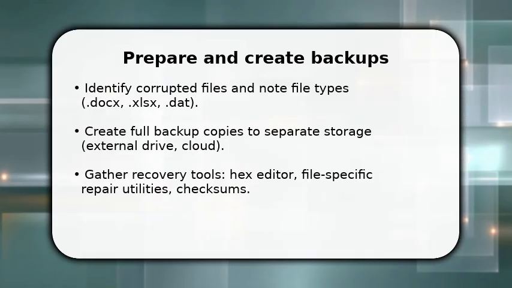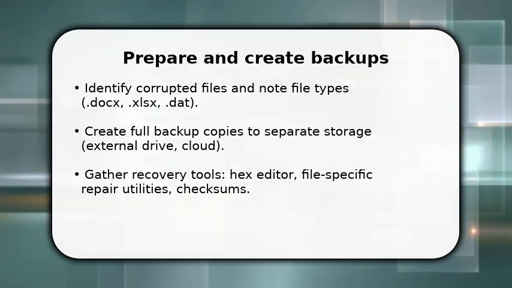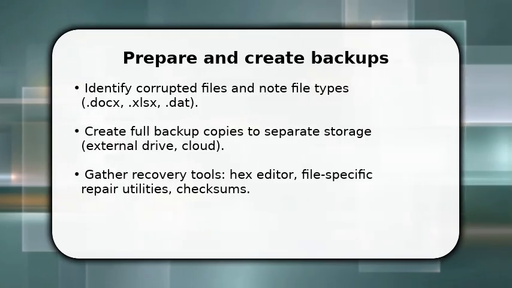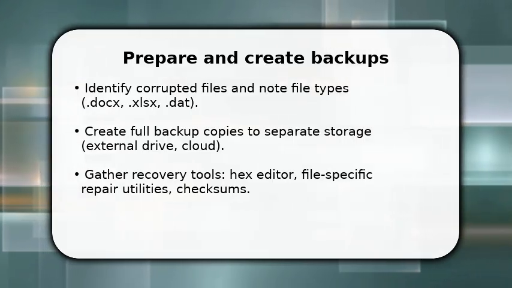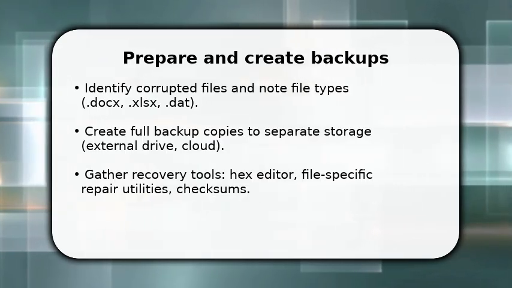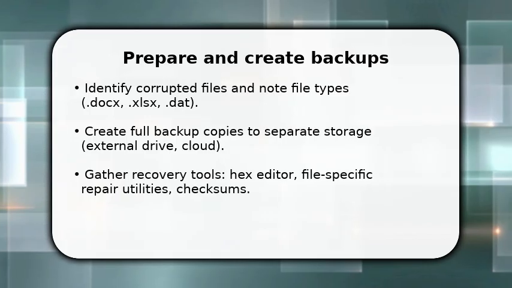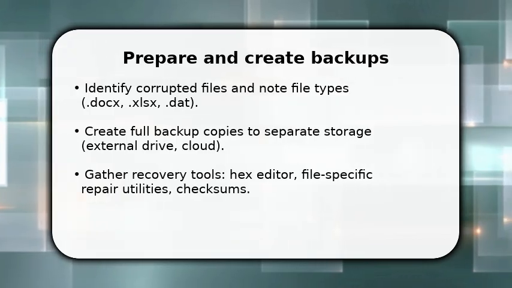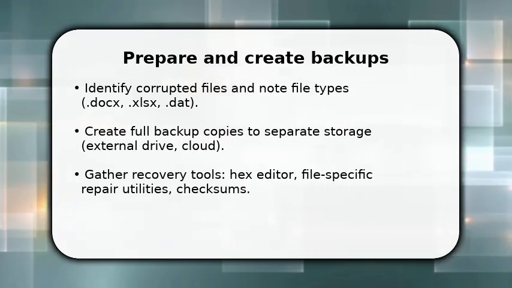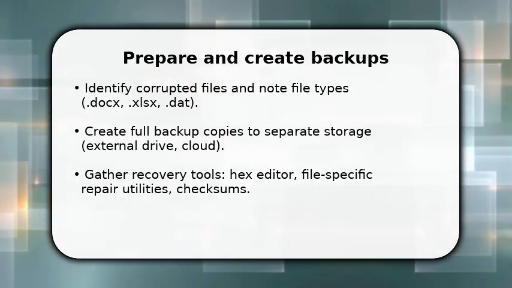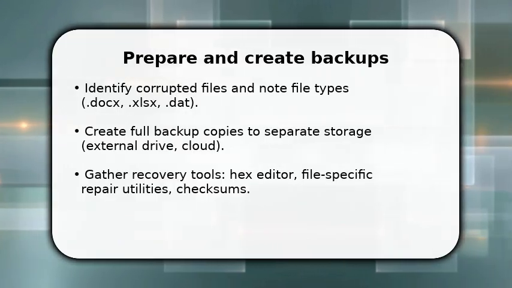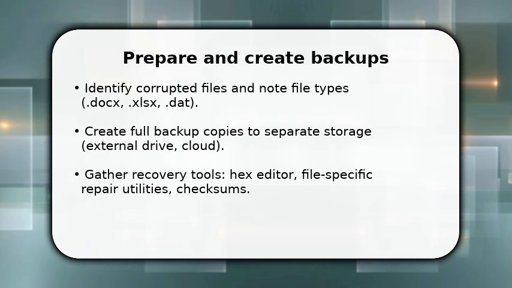You start by isolating the problem files and immediately making exact backups. This protects originals while you work. Verify file types and timestamps so you know what to target, and compute a checksum to detect later changes. Next, install or stage a small set of recovery tools, a hex editor, a signature-based repair utility, and a general file repair app, so you can switch methods quickly. Once done, you have safe copies and the tools ready to begin targeted repair.